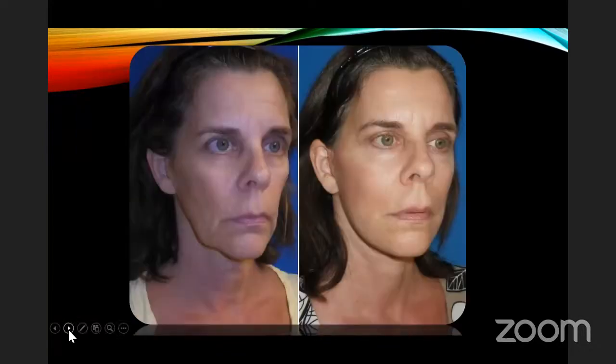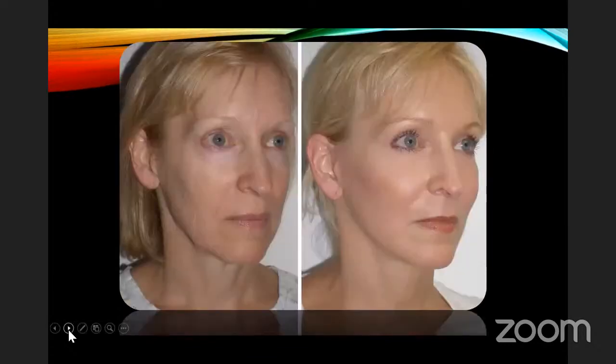Here's a patient that I did blepharoplasty, cheek implants, and facelift, and it provides the patient with a much softer appearance. Another patient, facelift and cheek implants. This is a common combination in my office. And again, we're making people look younger, not just tighter.